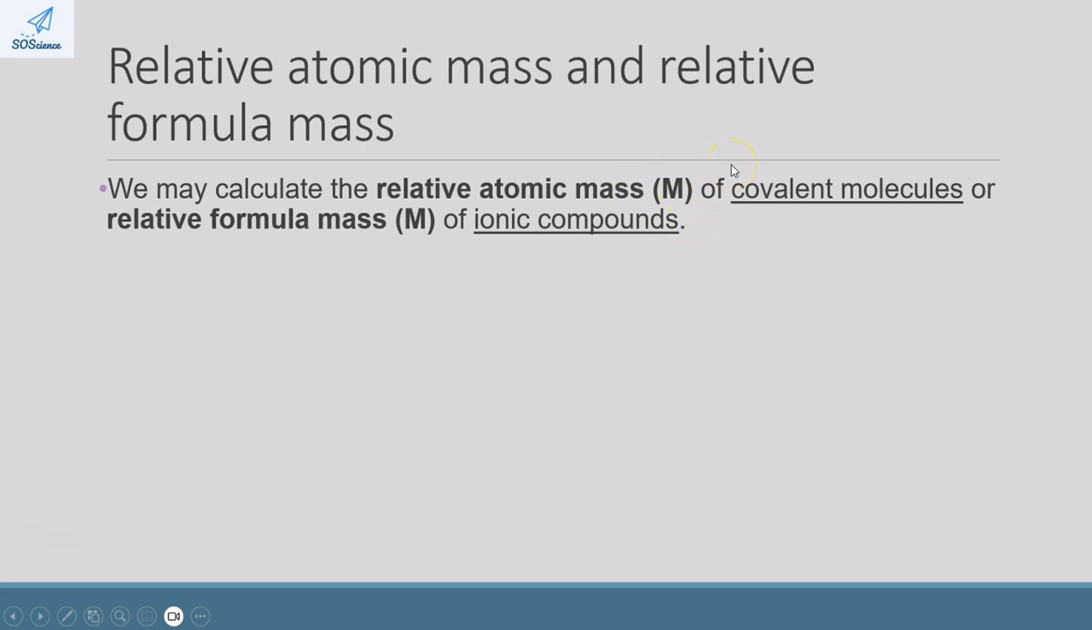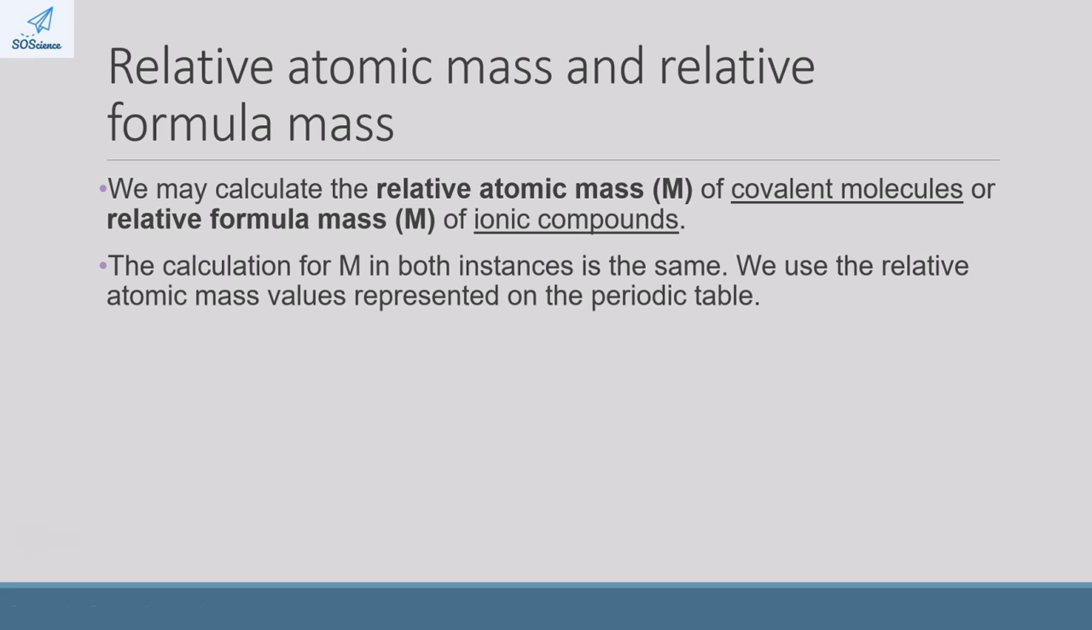But for the purposes of this section, we need to know that covalent molecules have a relative atomic mass and ionic compounds have a relative formula mass, strictly speaking. Either way, the calculation for this capital M, whether it's for covalent molecules or for ionic compounds, is exactly the same. And we use the relative atomic mass values represented on the periodic table.